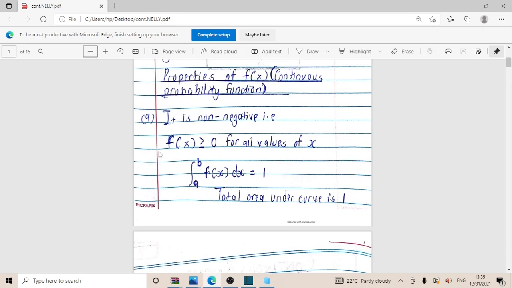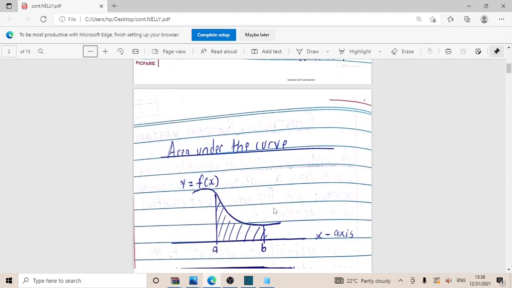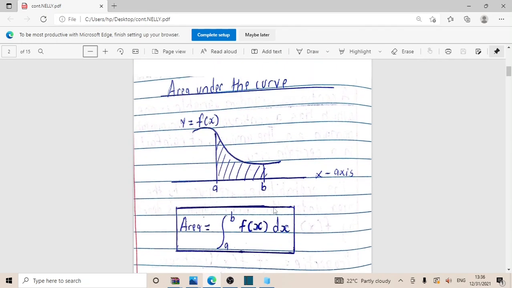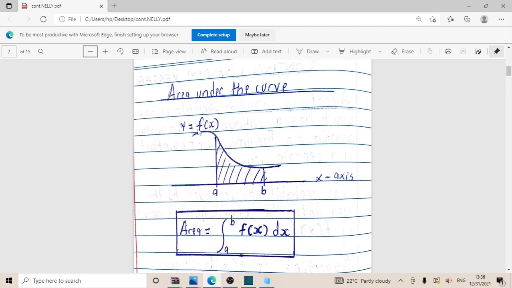This is how it is represented: an integral sign having limits of a and b, f of x dx, will be equal to 1. This is like the area under the curve being equal to 1. This is how it is represented by a graph: y is equal to f of x, and this is the x-axis having limits a and b. So the area is equal to the integral with lower limit a and upper limit b of f of x dx, which is this.